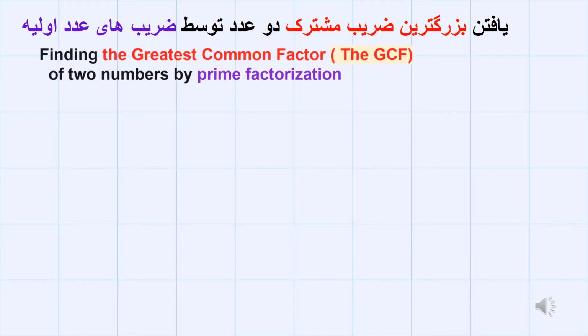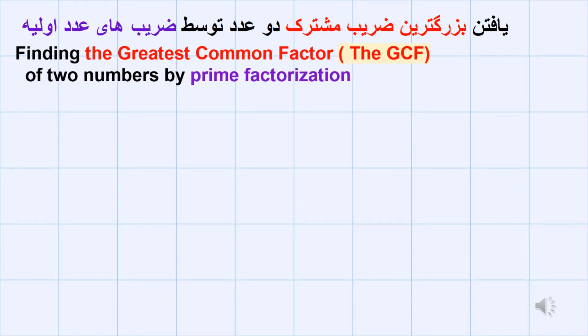Finding the greatest common factor, the GCF, of two numbers by prime factorization. In this part of the lesson, you are going to learn how to find the greatest common factor of two numbers by prime factorization of those numbers. The two numbers we already worked on, 30 and 24. The first step, we should find the prime factorization for both 24 and 30.